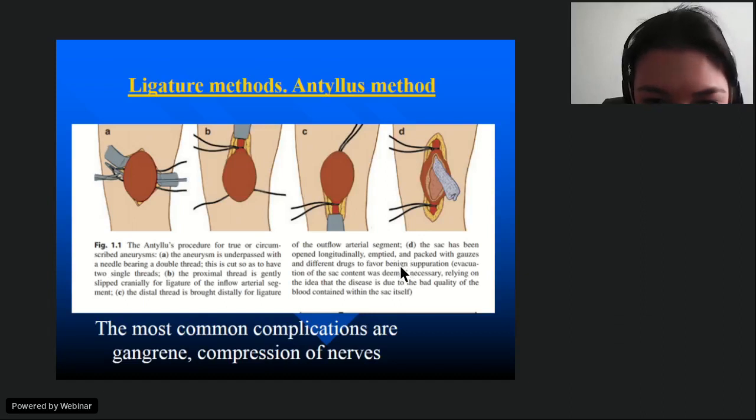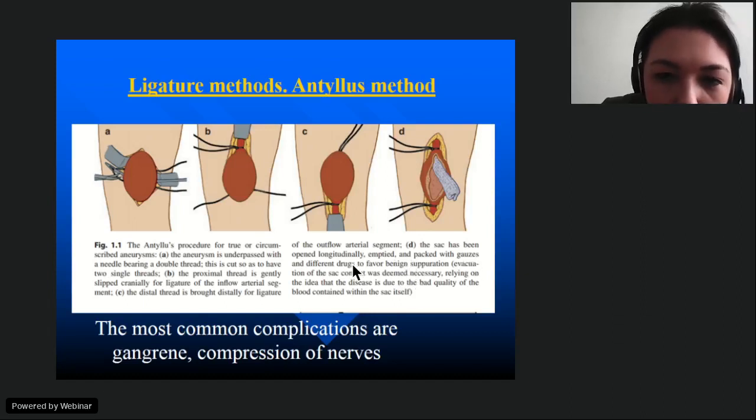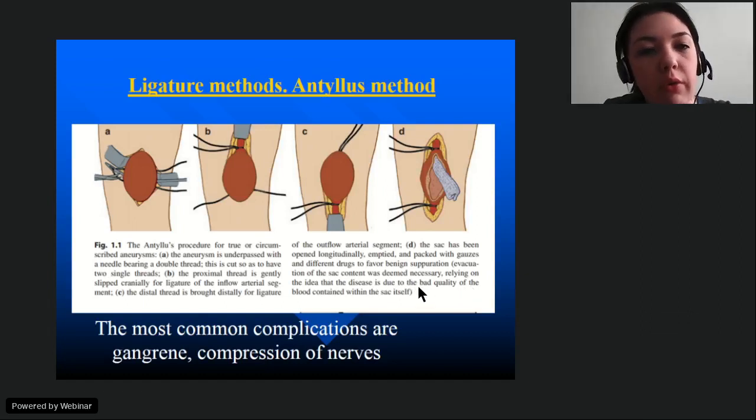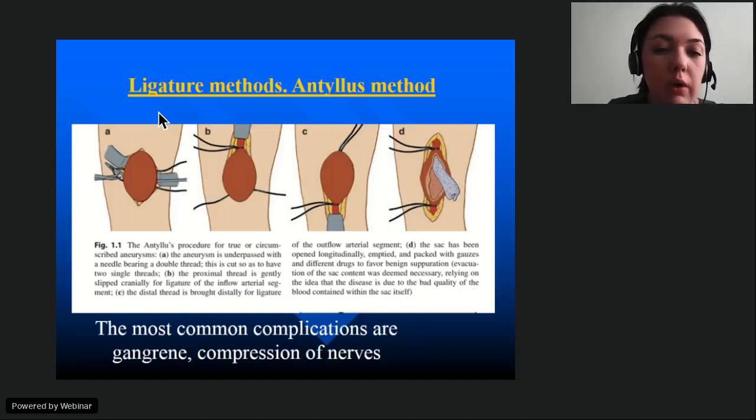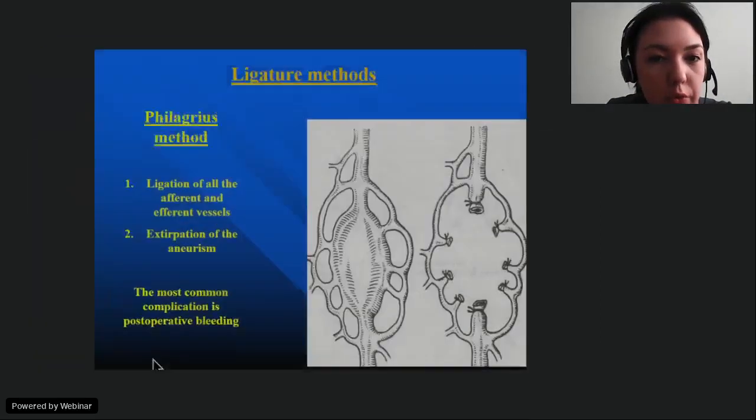The sac of the aneurysm is dissected and packed with gauzes, to cause benign separation and evacuation of the sac content. The most common complications of this method, and certainly it's not used nowadays, are gangrene and compression of nerves.